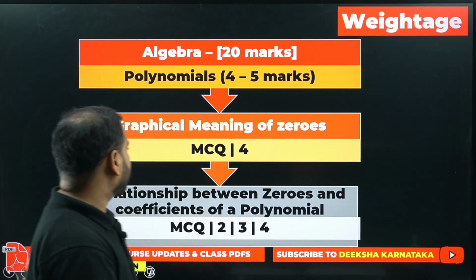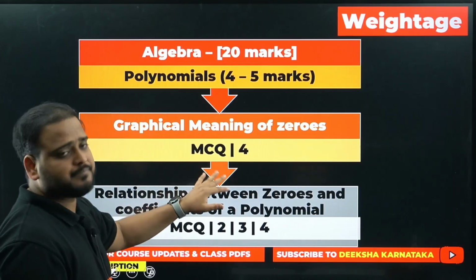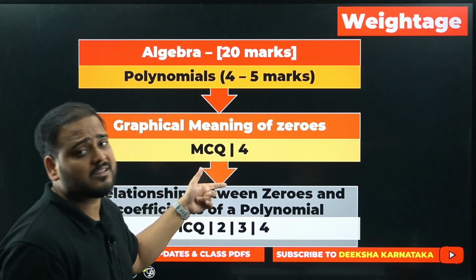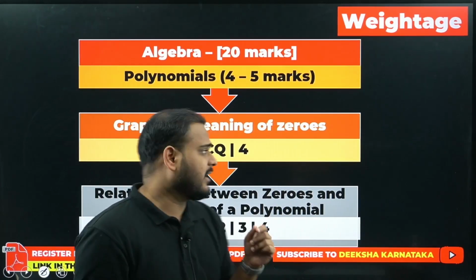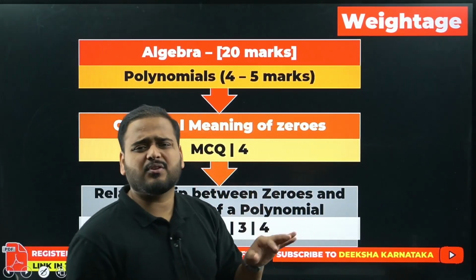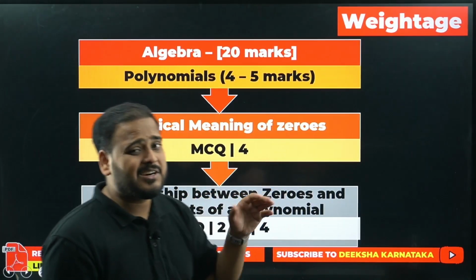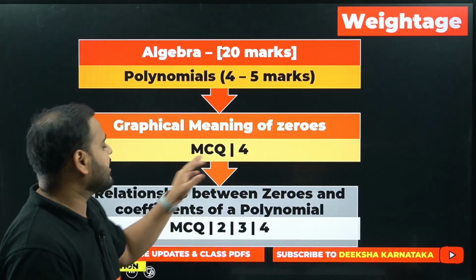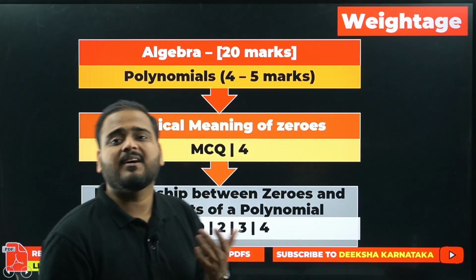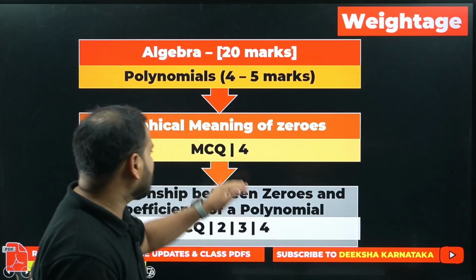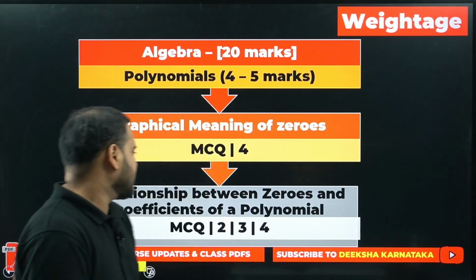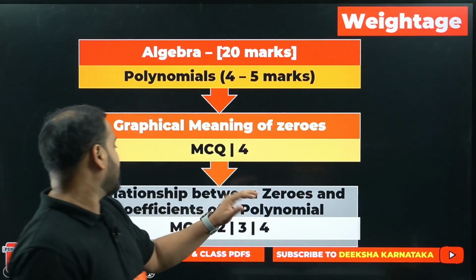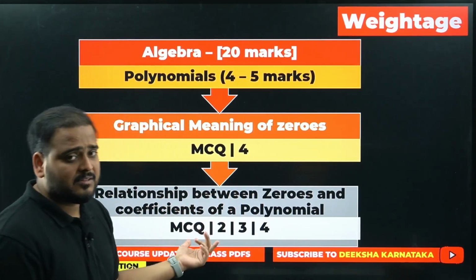From the graphical meaning of zeros, you can expect MCQ-type questions. They'll give you a graph and ask you to answer according to it, or they can ask a very simple question from the MCQ side, or they can give you a case study for 4 marks and ask 3-4 questions based on a graph, which you have to answer. That makes it very important. I know you must have solved this kind of question already, but just for the sake of it, the relationship between zeros and coefficients of the polynomial is again a very important topic.